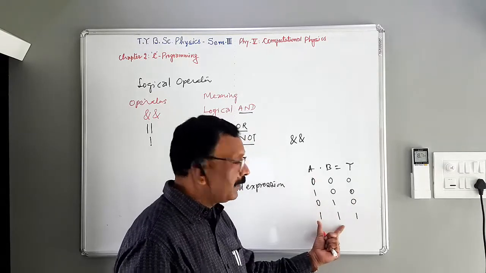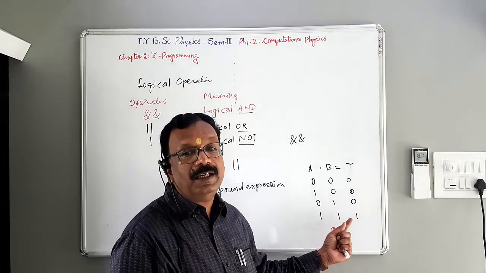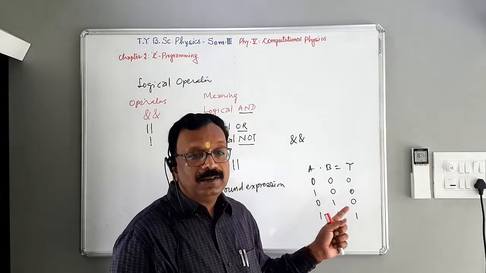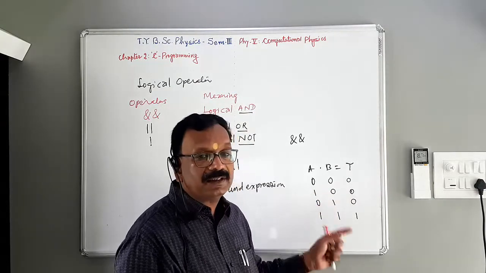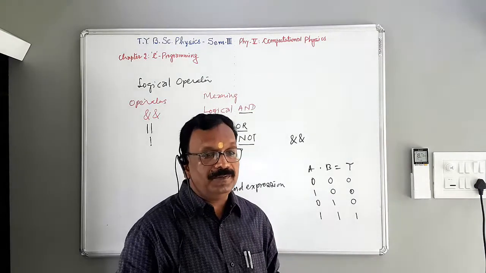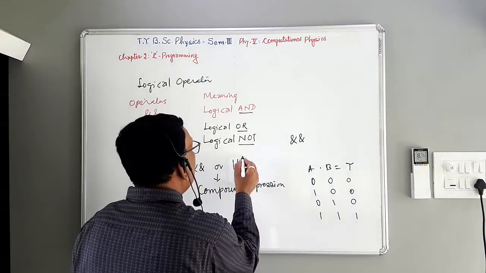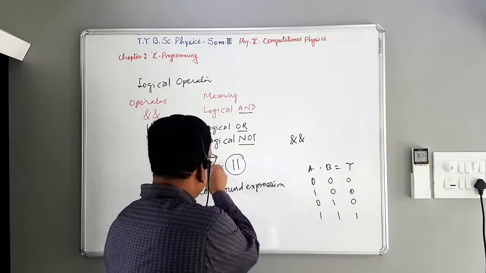When both the conditions are true or logically high, then only corresponding loop will be executed. Otherwise, if one of the conditions is false, suppose this is false, here this is false, then during this time the loop will not be executed. Okay. Now, this is about logical AND operator.